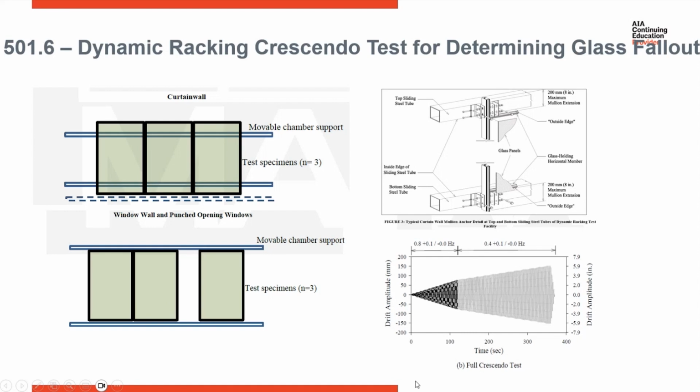In the right corner, this is actually an example of the crescendo graph. So you can see you start off at 0 movement, and you increase up to 6 inches movement at a certain frequency.